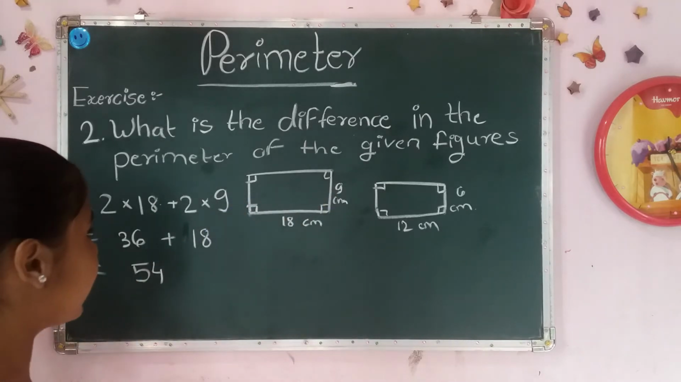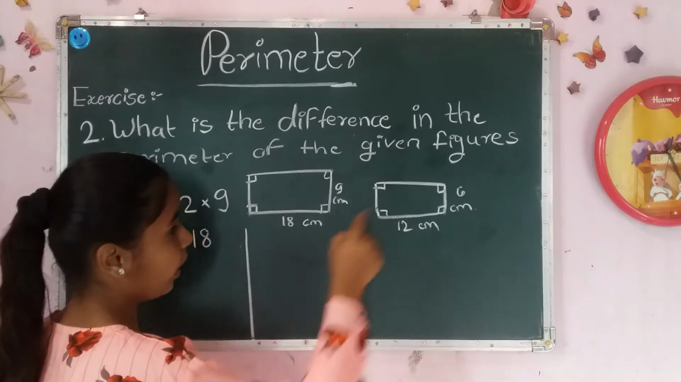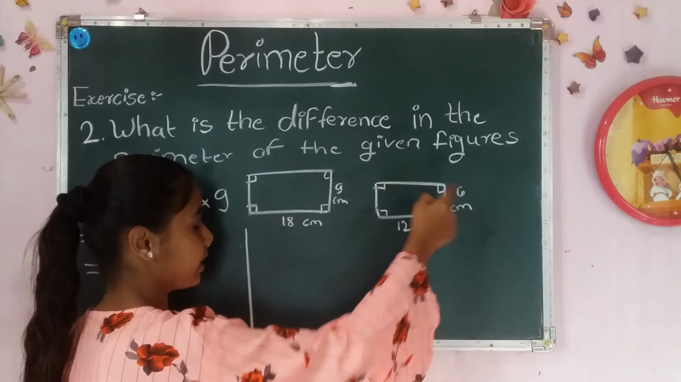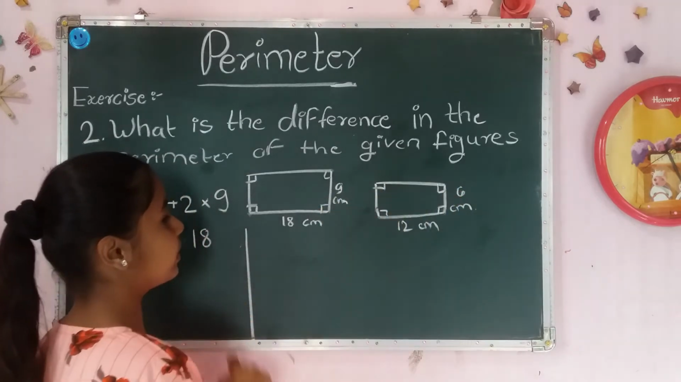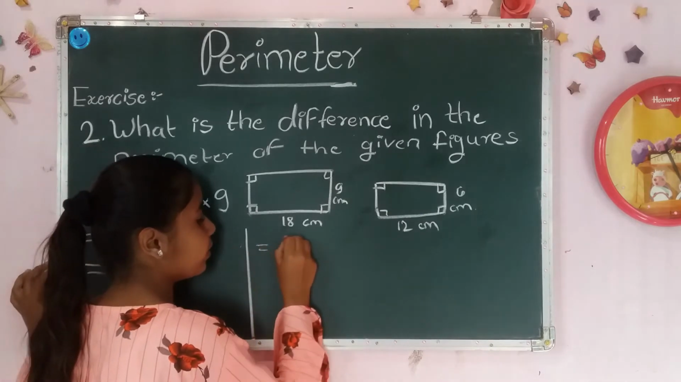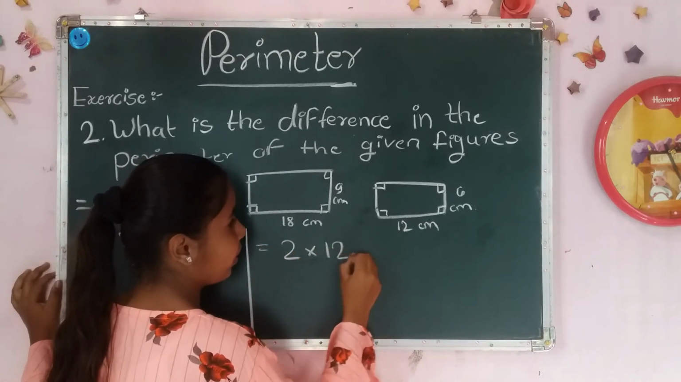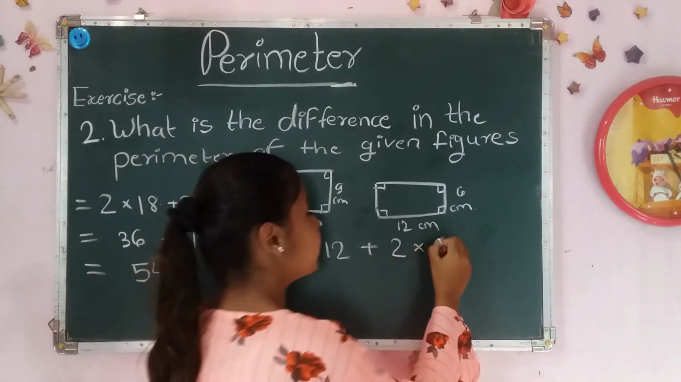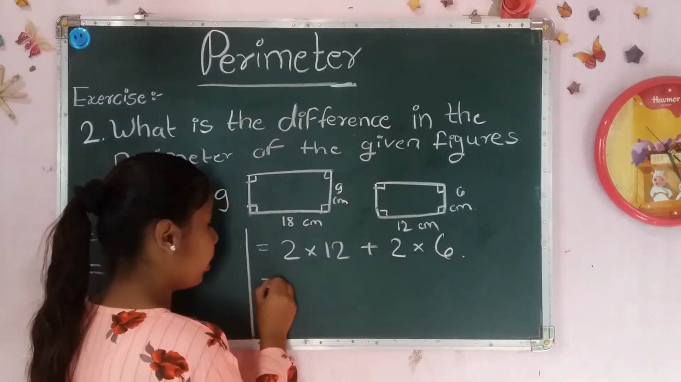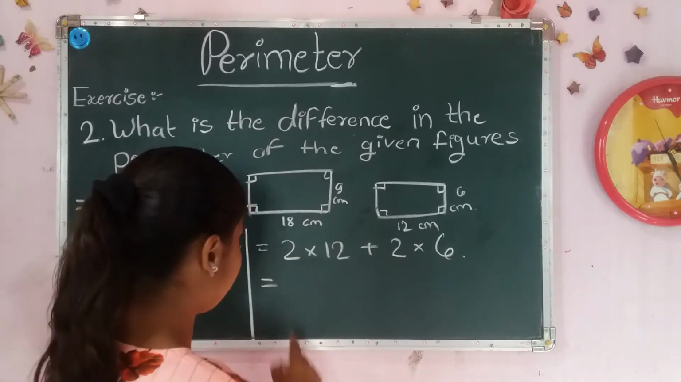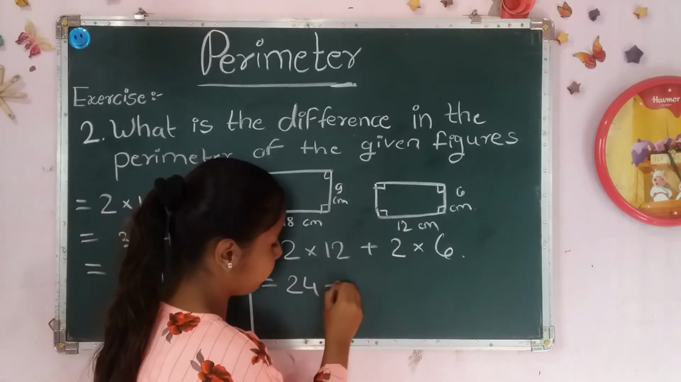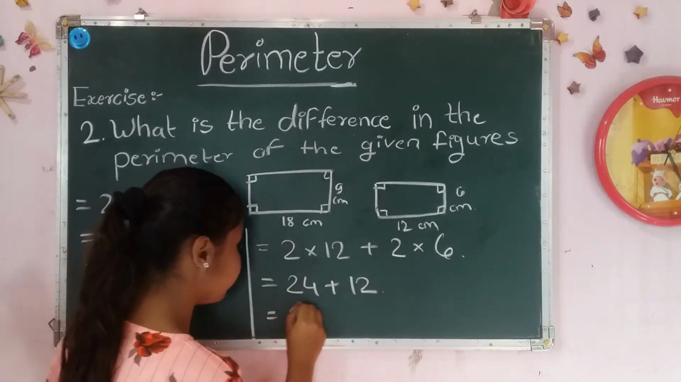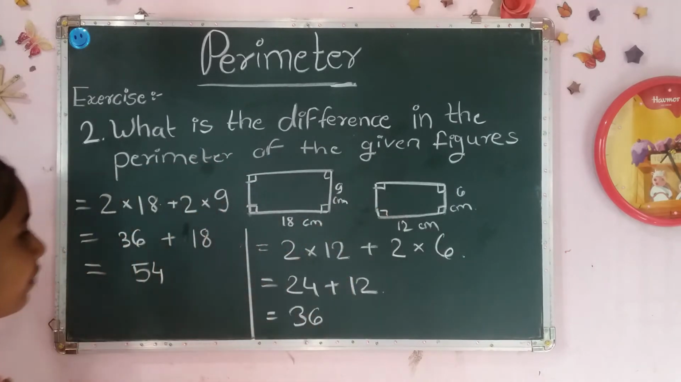Okay. So second is 6 by 12 centimeter. Here the length is 12 centimeter and the breadth is 6 centimeter. So this is equal to 2 multiplied by 12 plus 2 multiplied by breadth. What is our breadth? 6 centimeter. So this is equal to 24 plus 12, which is equal to 36. The perimeter of the second figure is 36.